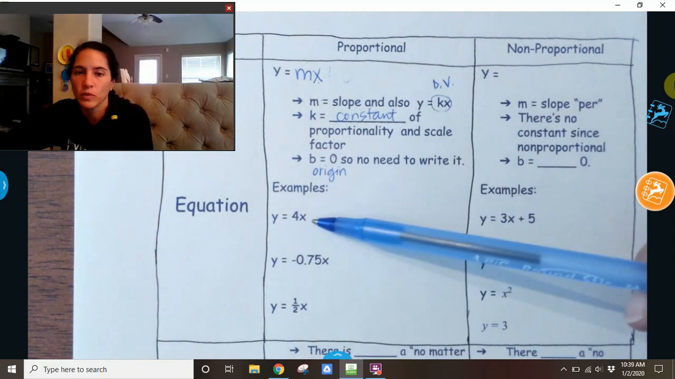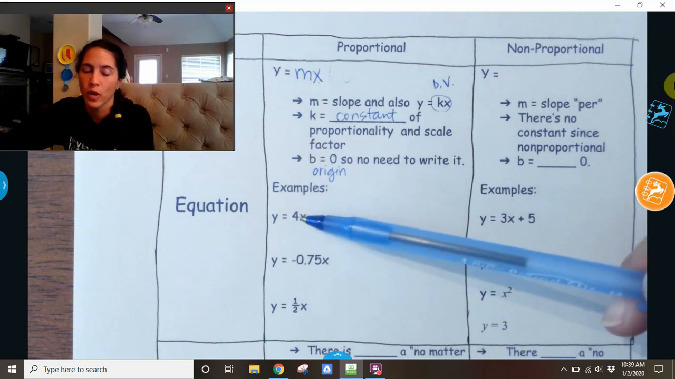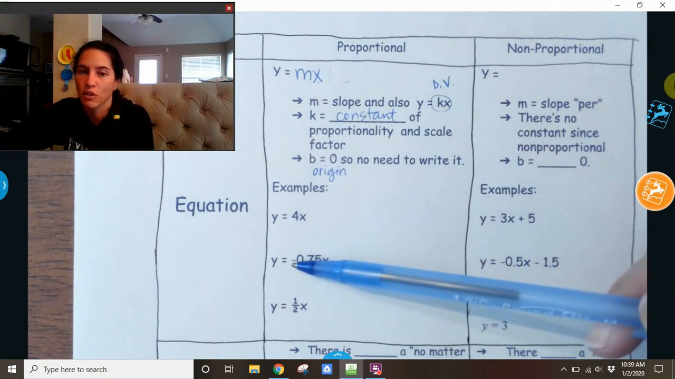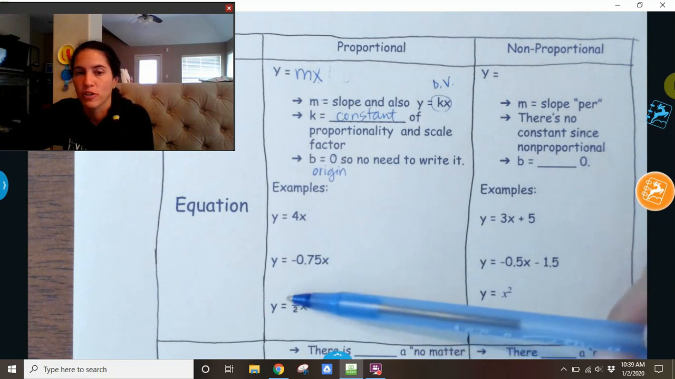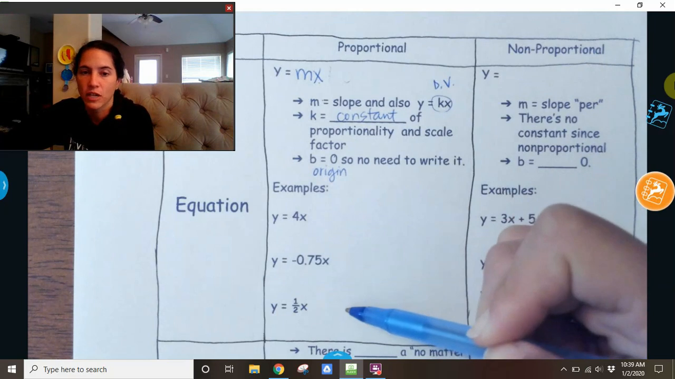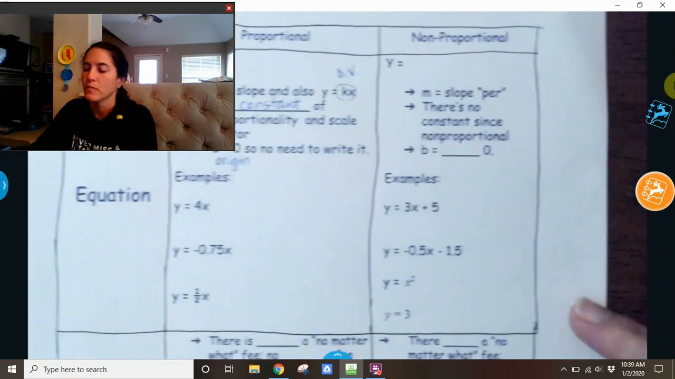Here are some examples. Y equals 4x. So the constant of proportionality is 4. The scale factor is 4. The slope is 4 over 1. Here is y equals negative 0.75x, which means the slope is negative. And y equals 1/2 x. The slope can also be a fraction. The constant of proportionality can be a fraction. Notice there's no plus anything out here, and it's always multiplying by x.